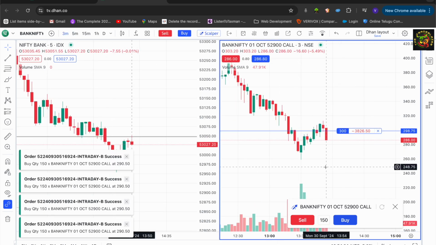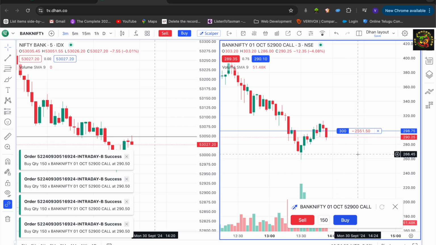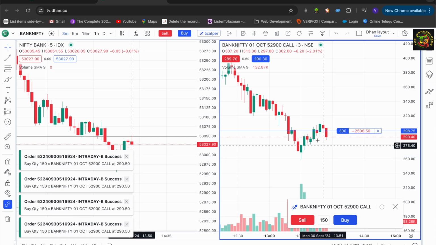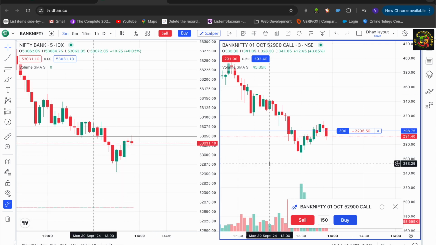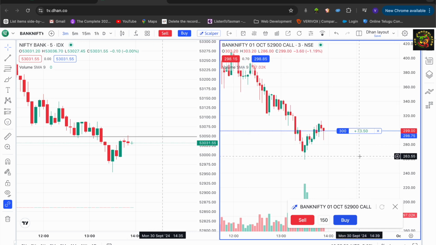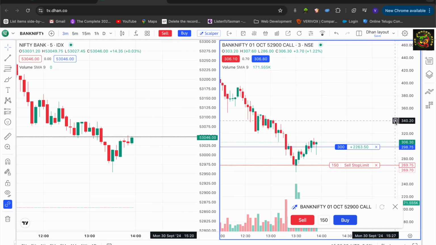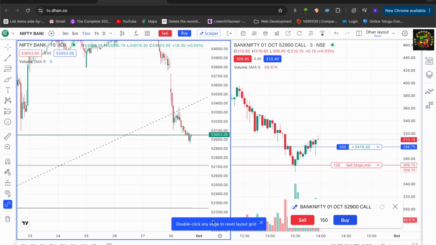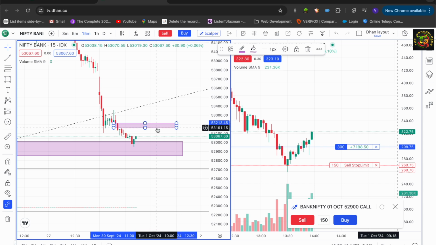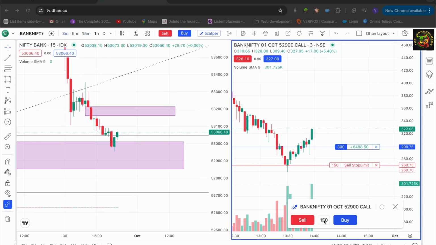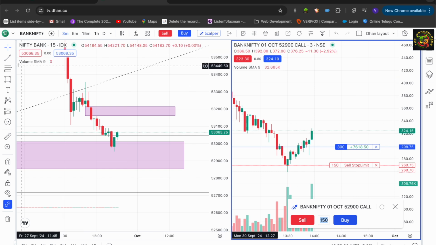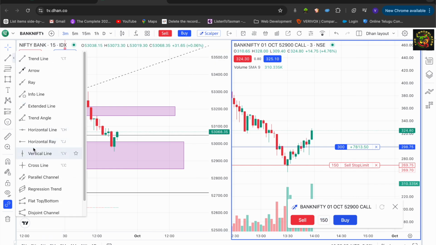Limit order got executed during that red candle, and now I'm sitting with 300 quantity in this trade. We'll see how this trade goes on from here. We got here a nice momentum in the price, guys.